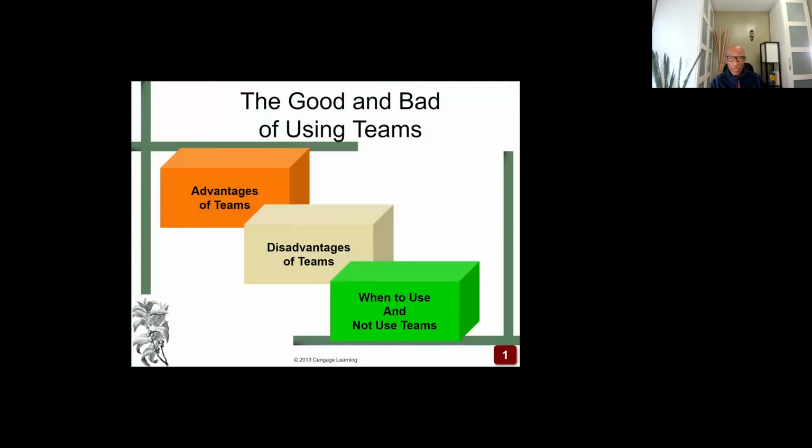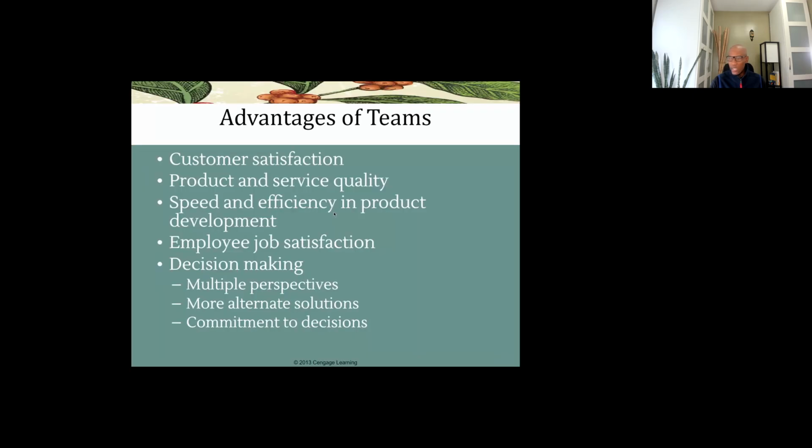Okay, let us begin by looking at some basic concepts of what should look like, good or bad, in terms of the advantages of teams, disadvantages of teams, and when to use and not use teams. Typically, the advantages are customer satisfaction, improved product and service quality, speed and efficiency of product development, and employee satisfaction. Decision making is typically faster, but you also get more perspectives, alternative solutions, and a commitment to the decision process.